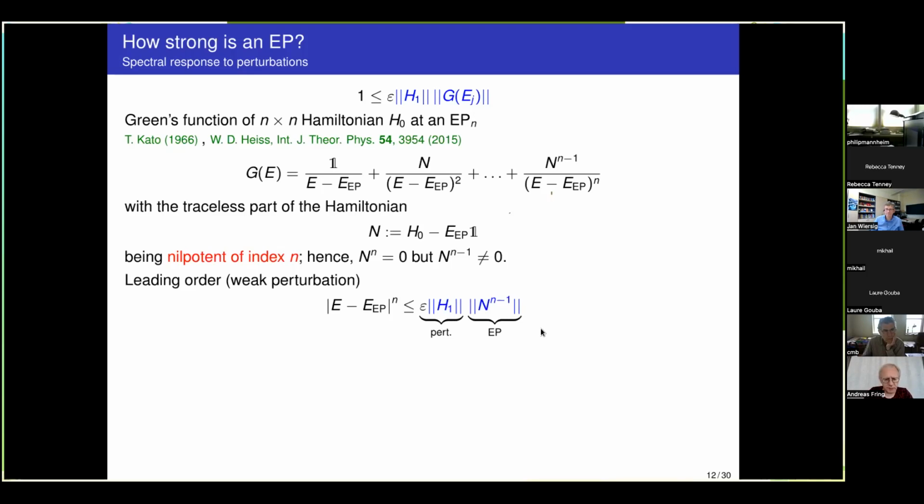Philip has a question. Sorry, Jan. Yeah, it's just a very general question. If I just give you an arbitrary Hamiltonian H0, and it has an exceptional point, is it guaranteed that the resolvent exists, this G of E?